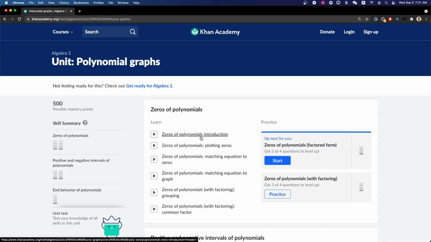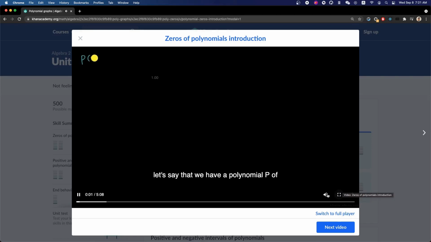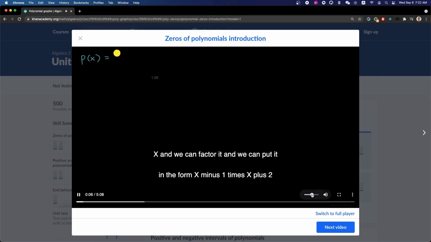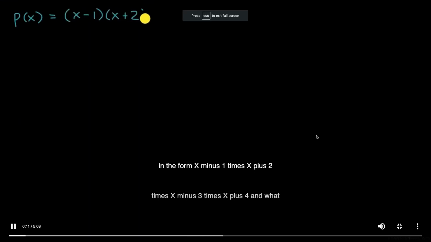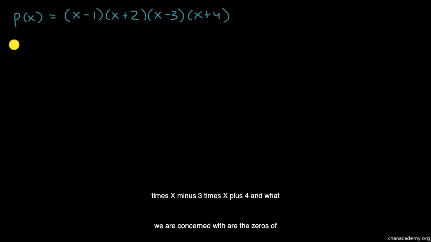Zeros of polynomial introduction. What is that? What is the zeros of polynomials? Let's say that we have a polynomial p of x, and we can factor it, and we can put it in the form x minus 1 times x plus 2 times x minus 3 times x plus 4. And what we are concerned with are the zeros of this polynomial.